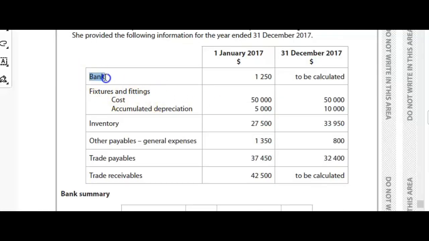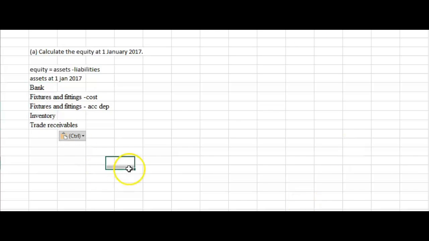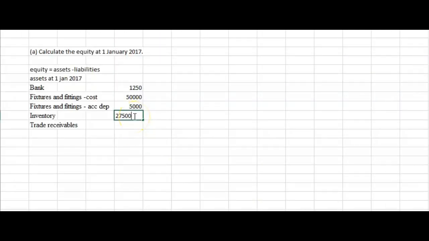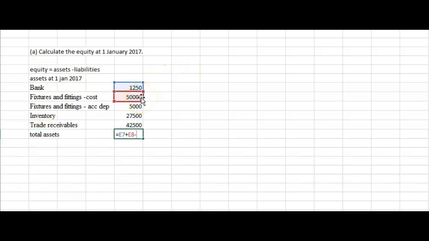So the first step is to list all the assets the business had on 1 January 2017. From the question, the assets are: bank, 1,250. Fixtures and fittings at cost, 50,000. Less accumulated depreciation, 5,000. Inventory, 27,500. Trade receivables, 42,500. Remember, for non-current assets, we always deduct accumulated depreciation from the cost to get the carrying value.